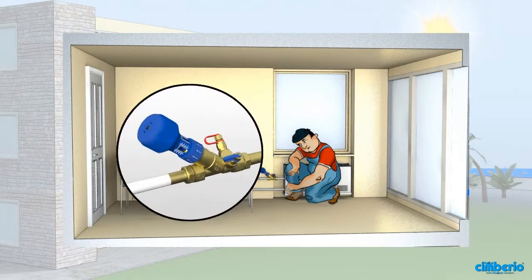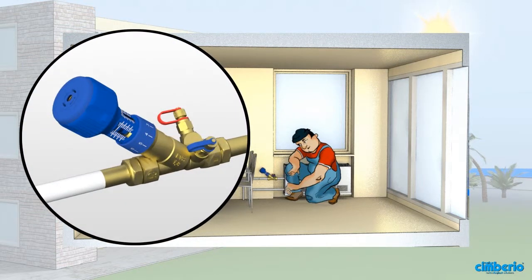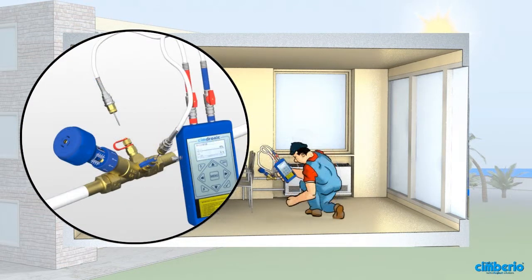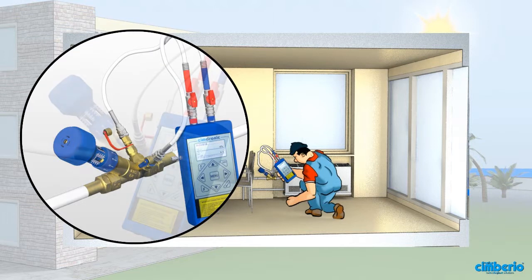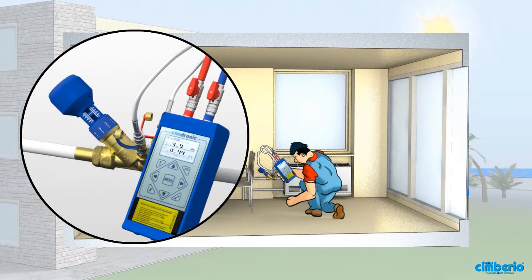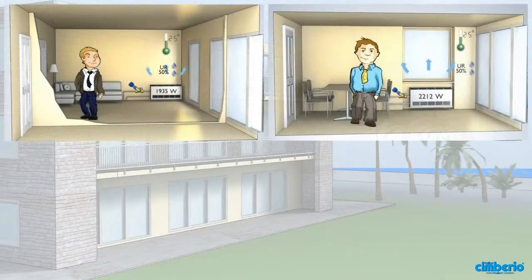Each valve is then adjusted by means of the Cimberio metering device. The two tubes of the metering device are connected to the valve's pressure fittings, and the opening of the fully open valve is progressively reduced by turning the plastic knob. The ideal adjustment is reached when the display on the metering device has the same flow rate as that given in the heating and cooling engineer's design.